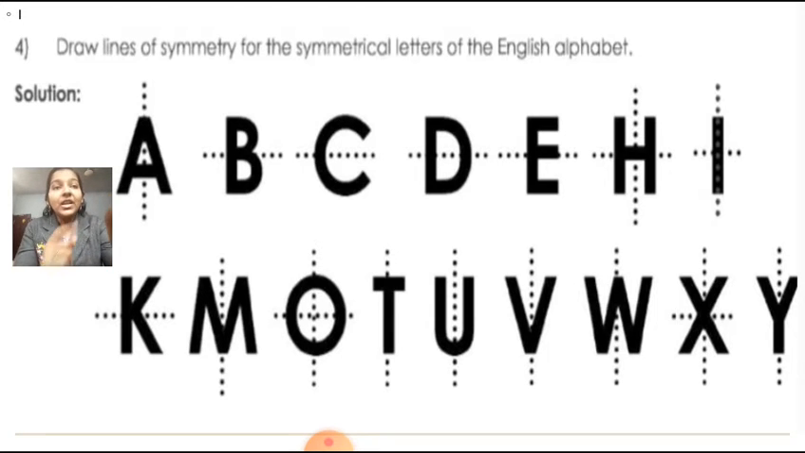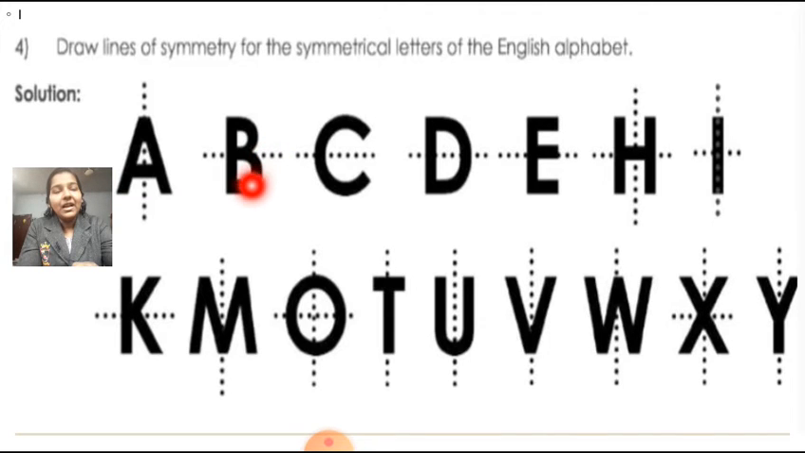Okay, so look at the screen. Yes, it is letter A. The letter A we can divide equally by drawing a vertical line of symmetry. Okay, look here, a vertical line of symmetry is drawn here. By using this one we can divide it into a symmetrical figure or symmetrical letter. Okay, now look at the next one, B. Here we can draw a horizontal line of symmetry.